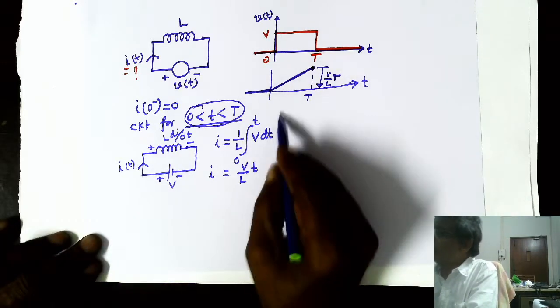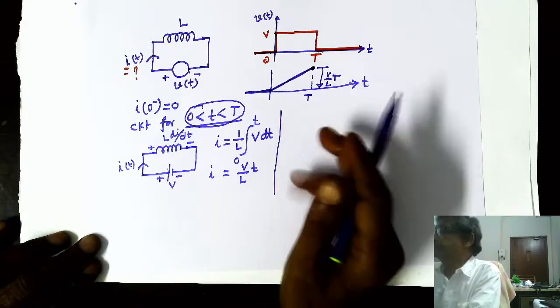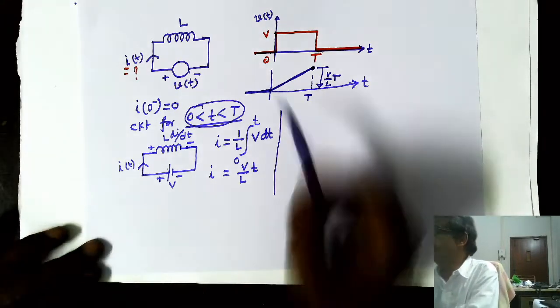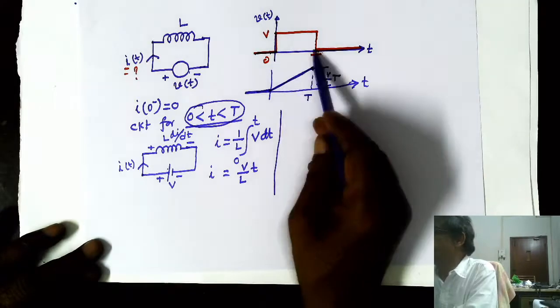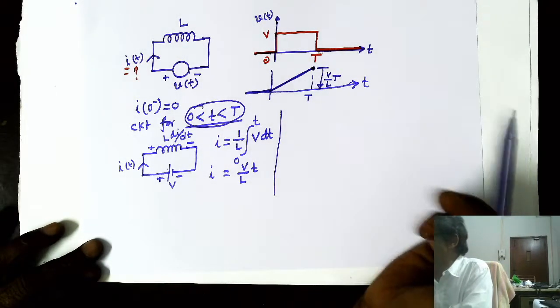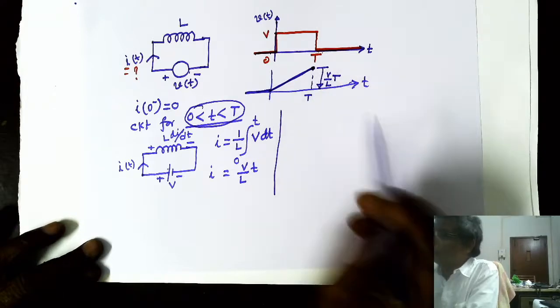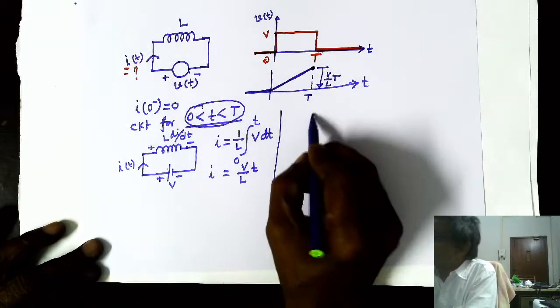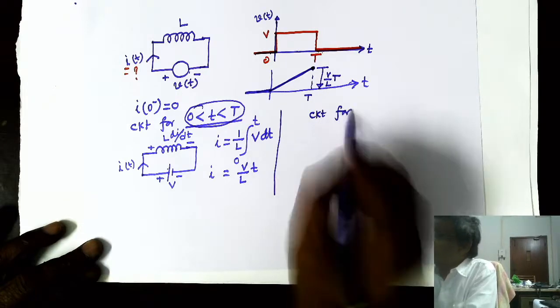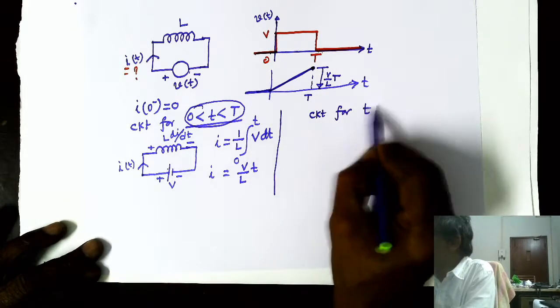See, you have to find out the current for all time t greater than 0. So okay, you have found out the current up to this point, 0 to T. Then after capital T, what happens? What happens to this current? Therefore, I have to draw the circuit diagram for t greater than capital T.